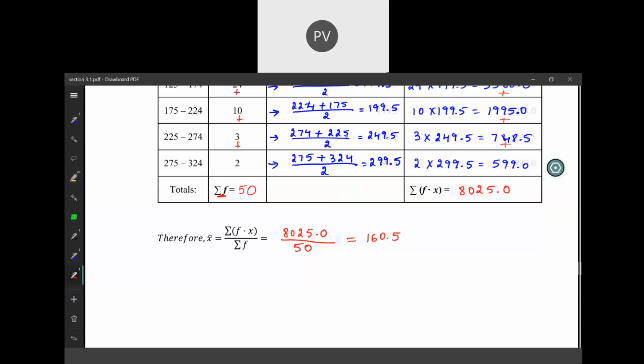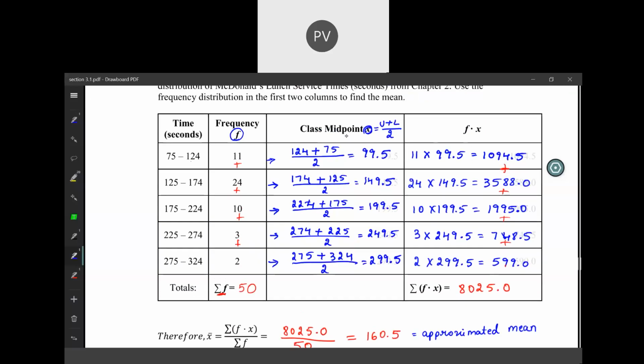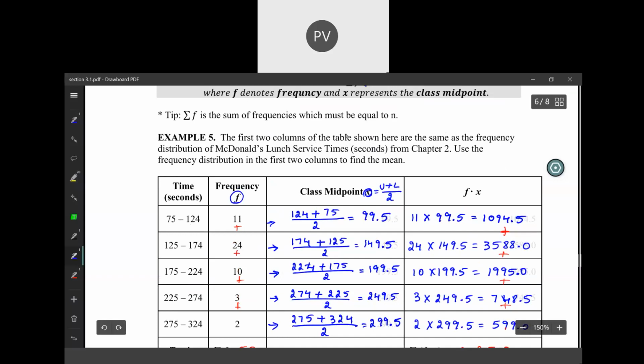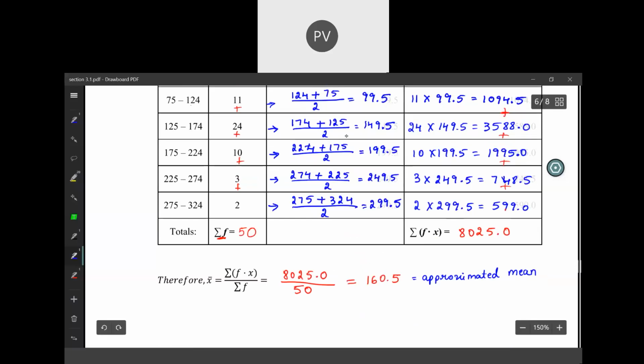Okay, now this is called the approximated mean. Not the exact value for mean, but an approximate value for mean. Why? Because we have the class intervals, or we can say that we computed the mean using class midpoints. We did not use the true values, right? And that's why the result which we get is the approximate result.